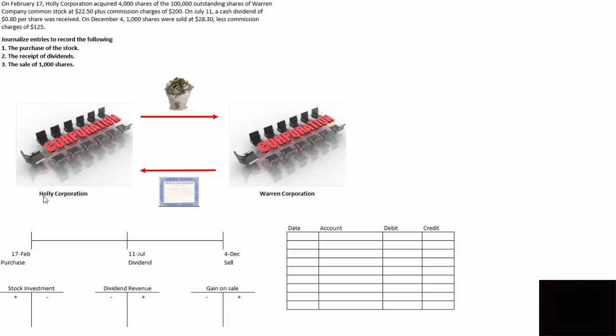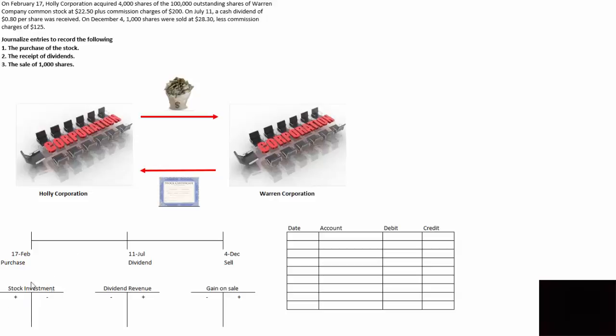We're saying, okay, we're the investor. We are giving a bunch of cash, in exchange getting the ownership rights of the common stock, and then we'll account for all the subsequent transactions listed. I have a little timeline here to show that we have three transactions we're looking at. We purchased the stock February 17th, we receive a dividend on July 11th, and we sell some of the stock on December 4th. So on February 17th, we purchase stock, we get the stock certificate.